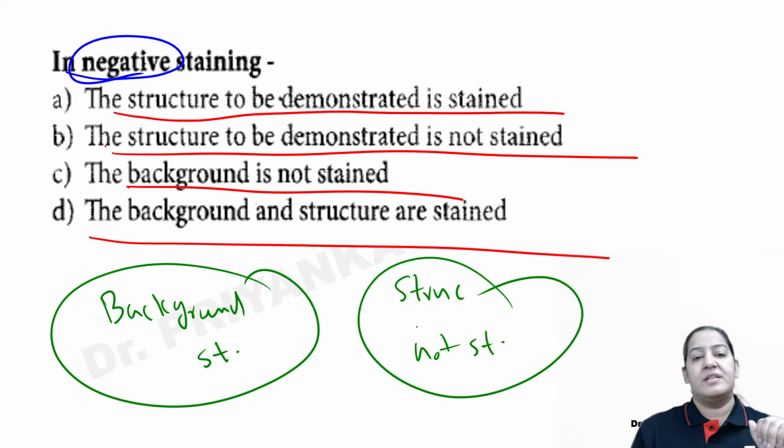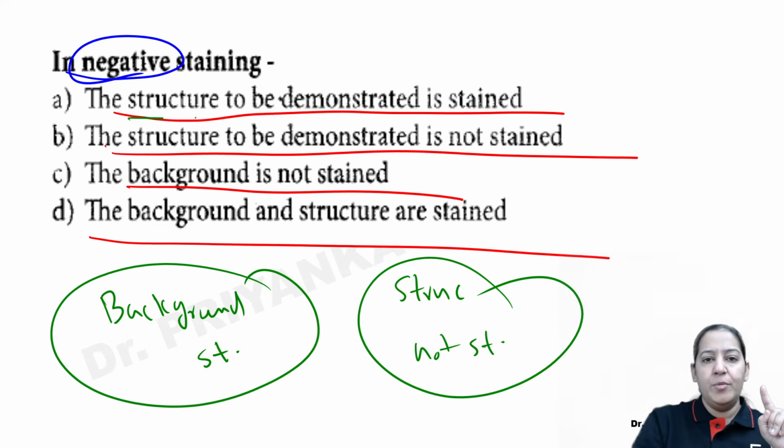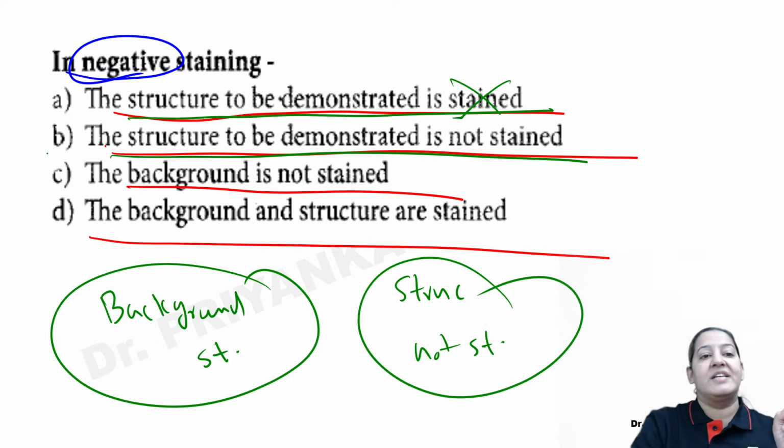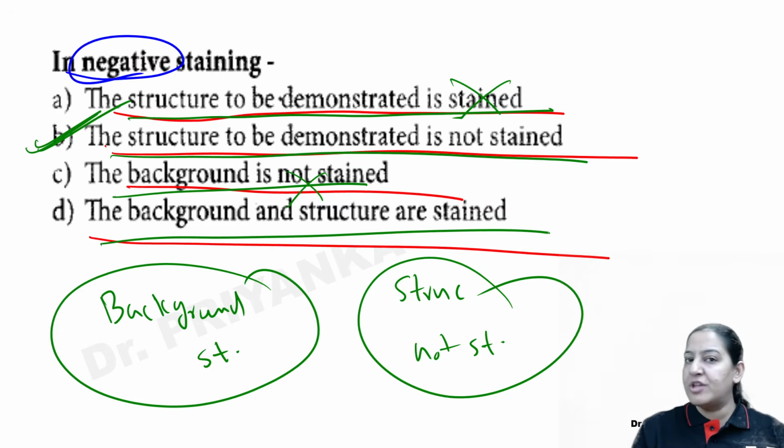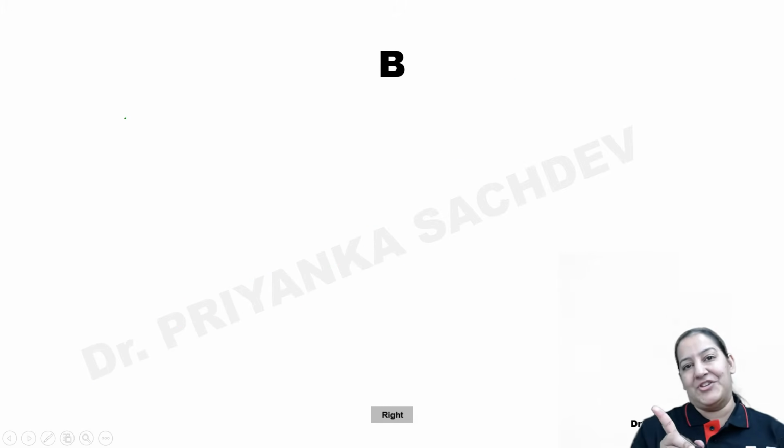That is the definition. Now match the option. The structure to be demonstrated is stained? No. The structure to be demonstrated is not stained? Yes, it is right. The background is not stained? No, this is wrong. The background is stained. And the background and structure both are stained? No, this is also wrong. So the correct answer here is B. It is a tricky question. You got my point?